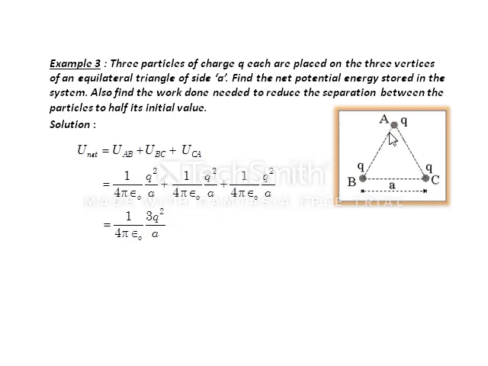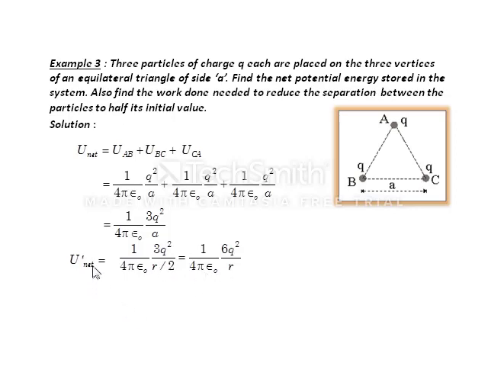Now if we bring them closer so that the side of this triangle becomes A by 2, the energy would have a similar formula. The only difference is that this A will be replaced by A by 2. This should have been A. It should be A. It's a printing mistake over here.